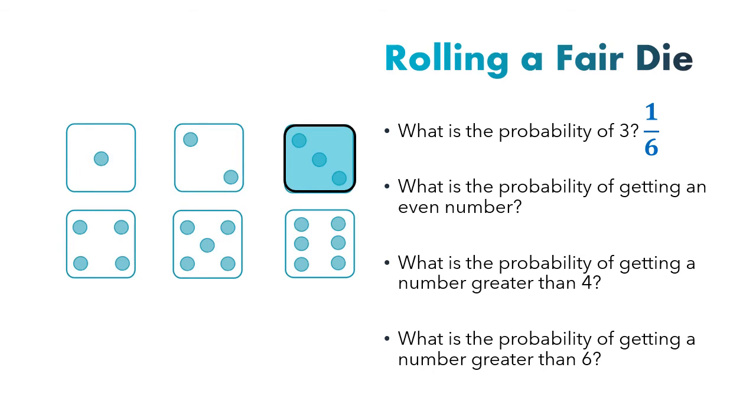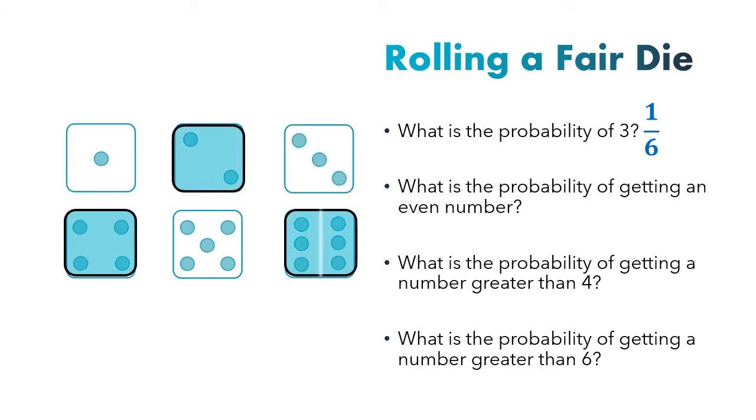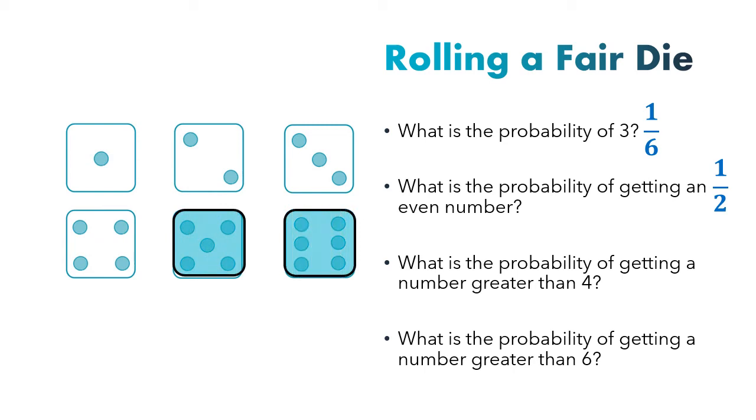Now, the probability of getting an even number is 3 out of 6, which is the same as half. The probability of getting a number greater than 4, that's 2 out of 6, which is the same as 1/3. And the probability of getting a number greater than 6, that's 0 out of 6, which is the same as 0.